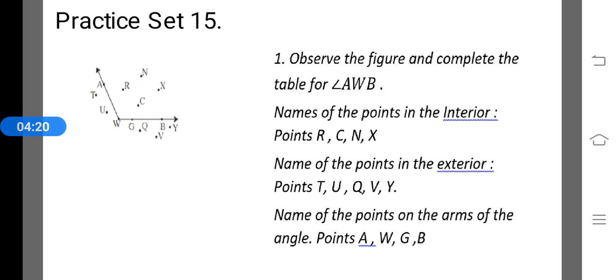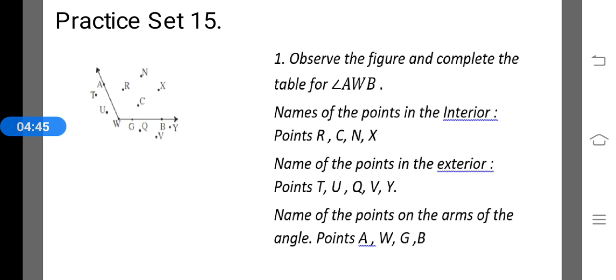Name of the point in the exterior. We know that exterior points are the points which lie outside of the angle. So the answer is point T, point U, point Q, point V, point Y.